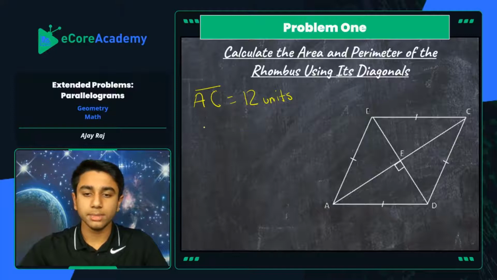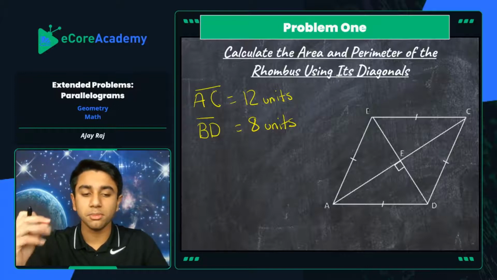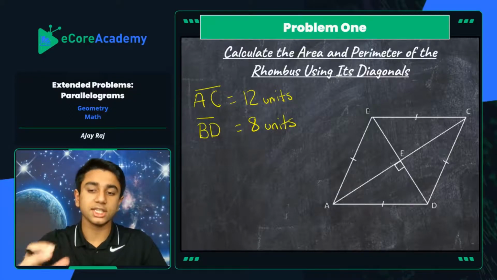And then diagonal BD is going to equal 8 units. All right. So let's take a picture of this rhombus. What is something that you see immediately? One thing that you really see that sticks out to you?